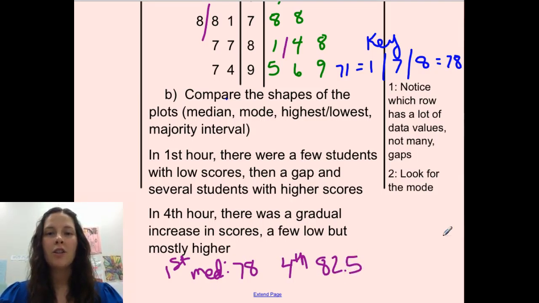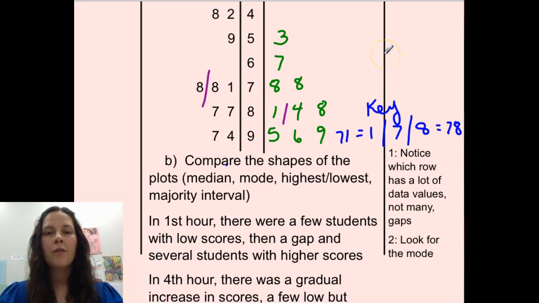And just by looking at the shapes of the graph, we could tell that fourth hour would have a higher median because it in general had higher scores than the first hour class. Looking for the mode, it's really easy to find the mode on a stem and leaf plot because you are just looking for the leaf that repeats the most. Now be careful that you also associate that leaf with the stem and that you don't find leaves from different stems and claim them all as a mode.